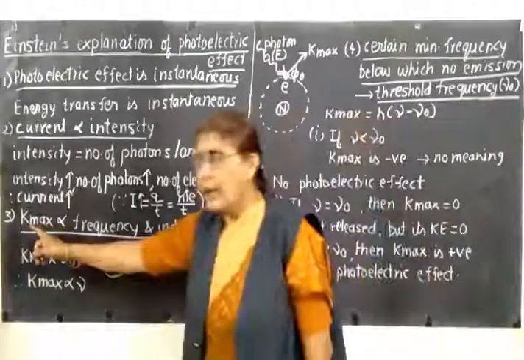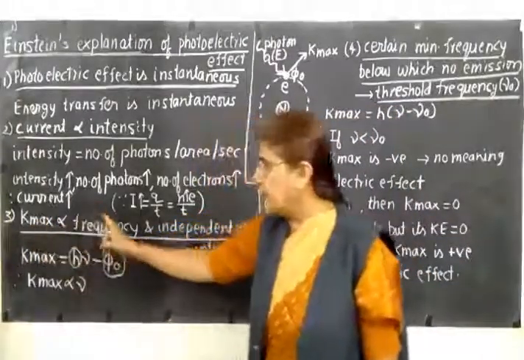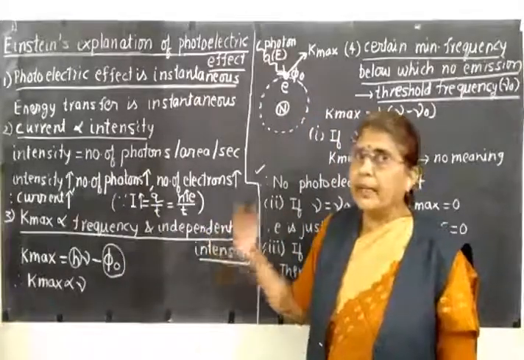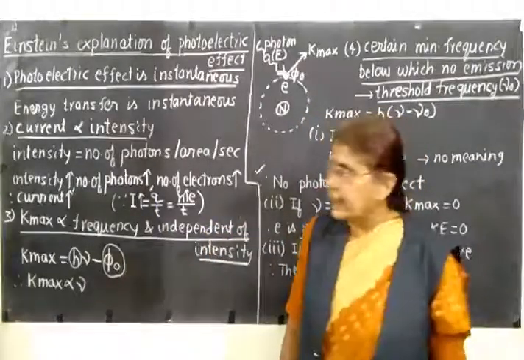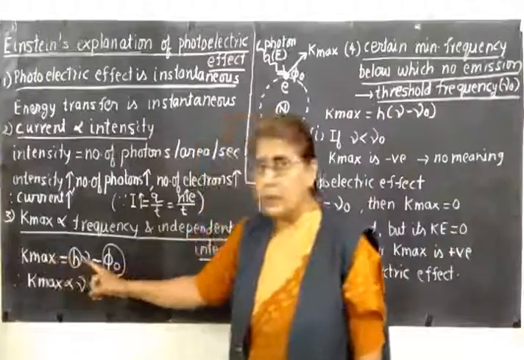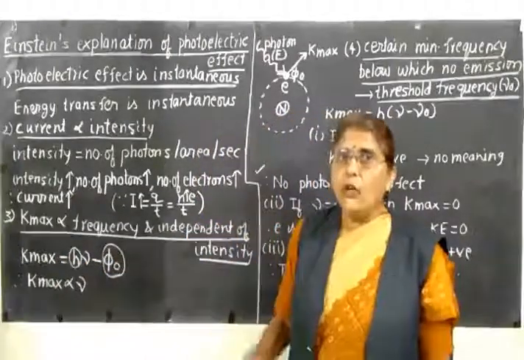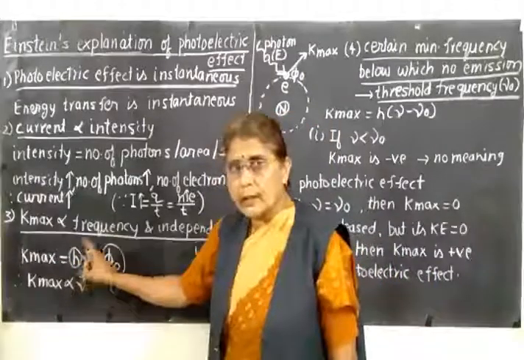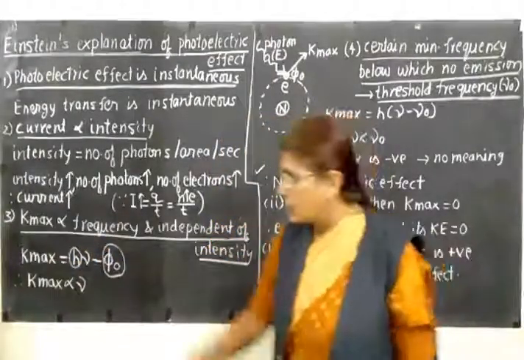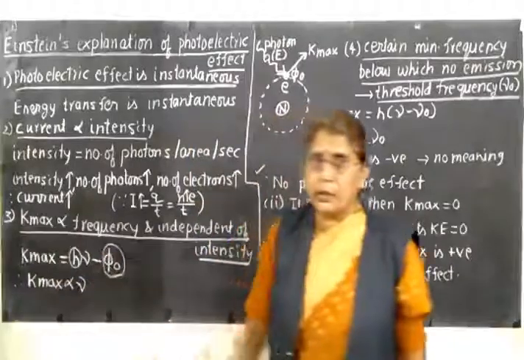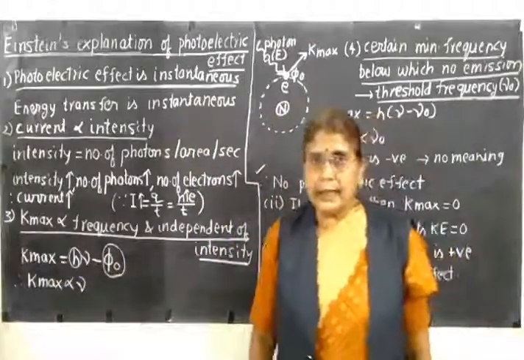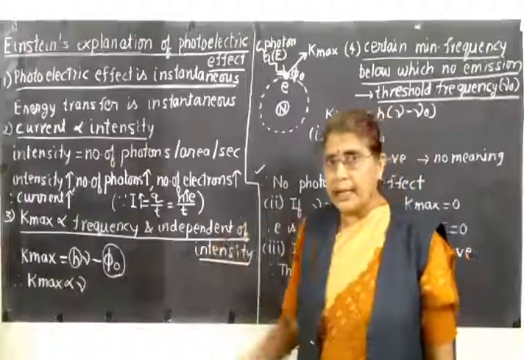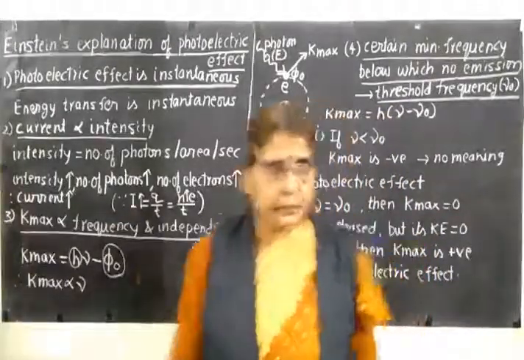Third observation, maximum kinetic energy is directly proportional to frequency and it is independent of intensity. So we have Einstein's equation, Kmax is equal to h nu minus phi 0. For a given metal, phi 0 is constant, h is also a constant. So this equation clearly shows that Kmax is directly proportional to the frequency. It only depends upon the frequency. It does not depend upon the intensity of radiation.